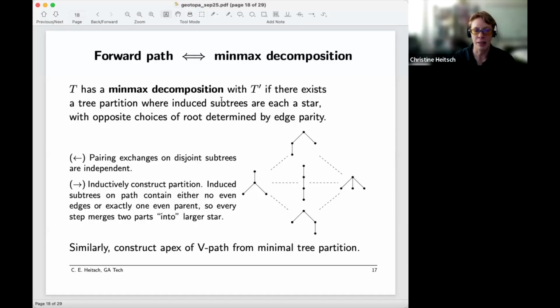And the fact that this min-max decomposition is equivalent to a forward path, in one direction, is easy, because if I'm operating on disjoint subtrees, then the pairing exchanges on them are independent. So that allows me to move freely and not disturb anything else. In the other direction, I'm going to inductively construct the partition that I need. And this works exactly because of keeping track of the parity. This also allows us to construct the apex of a V path, because given 2 trees, the apex is going to be their tree partition patched together from the correct parity star trees.